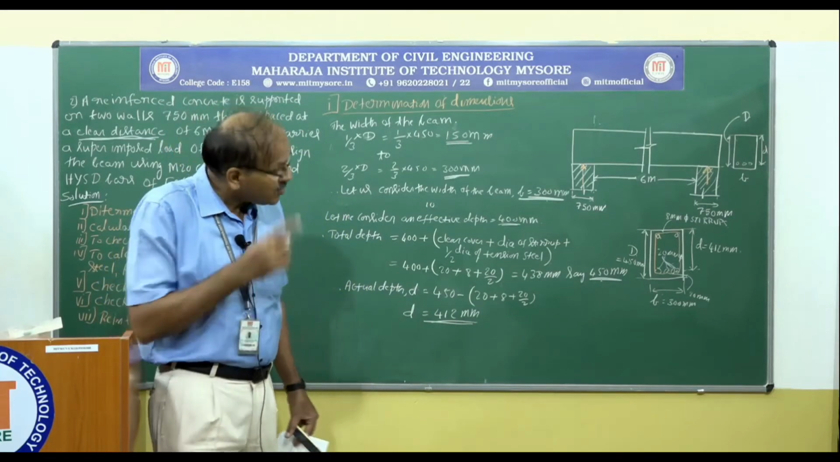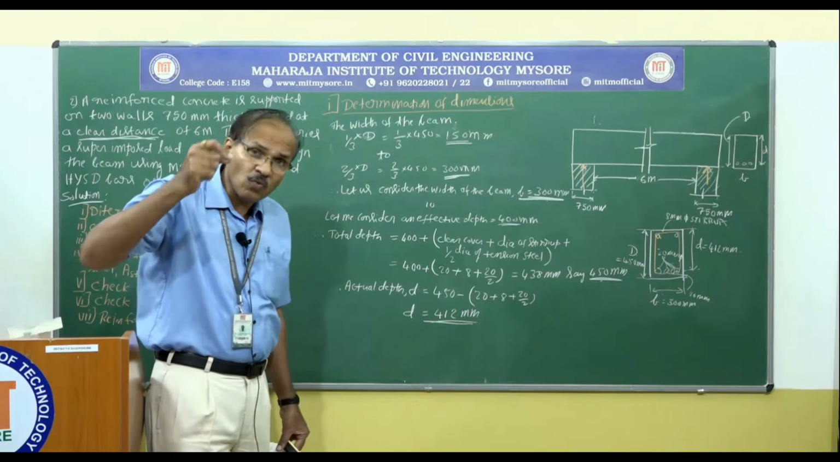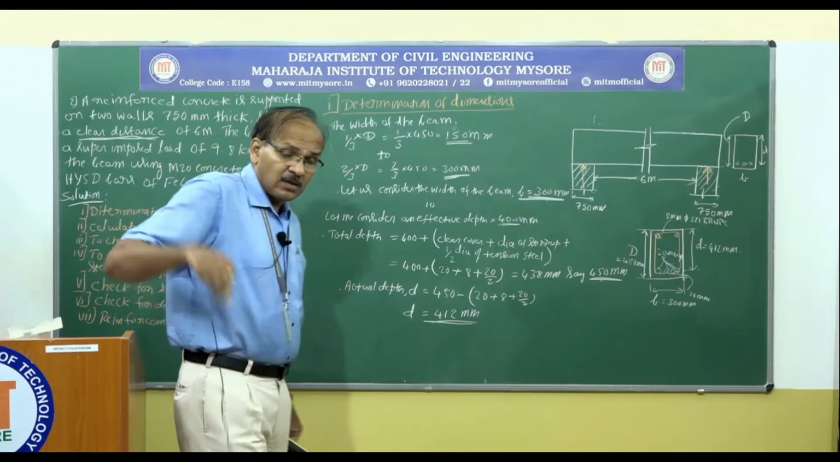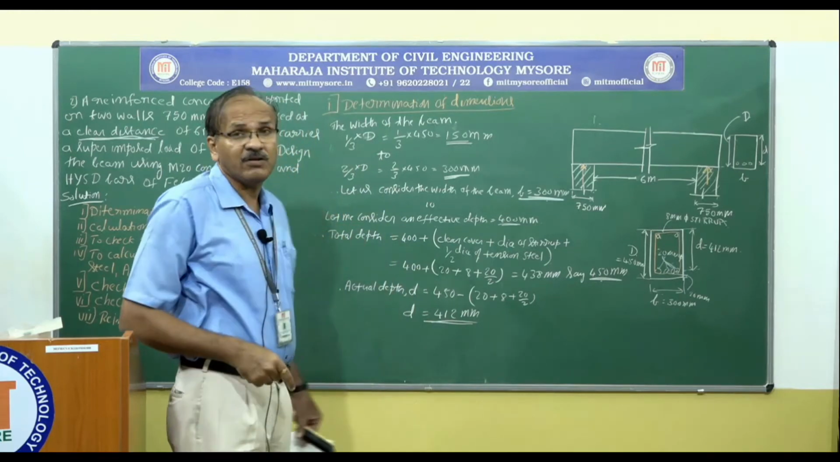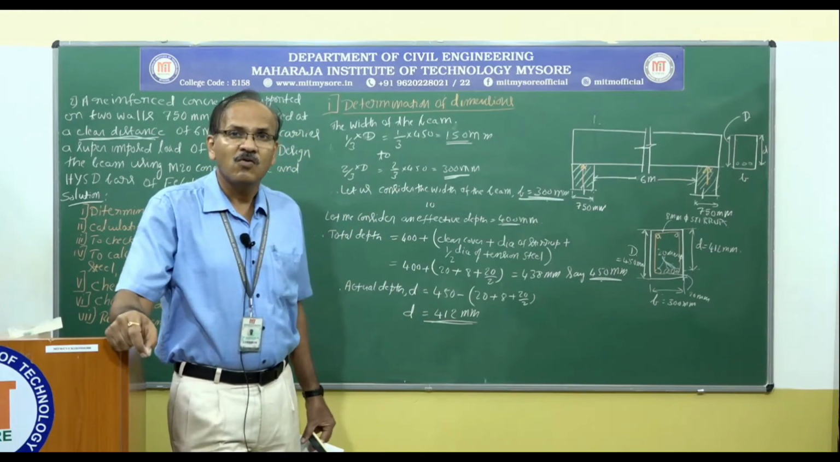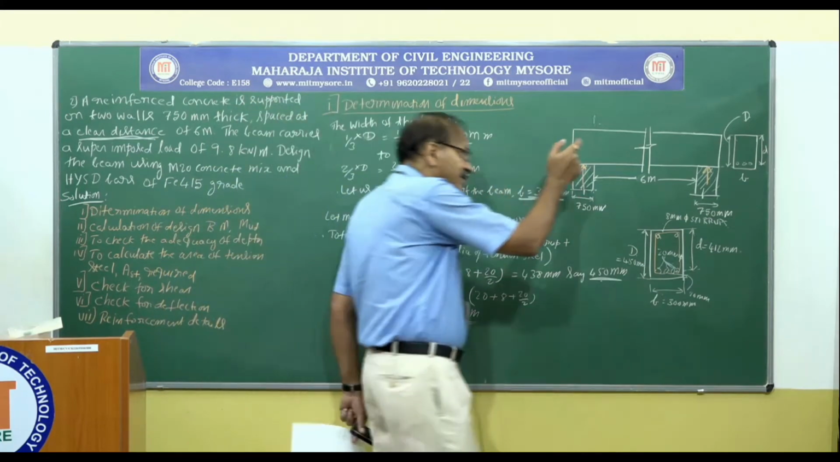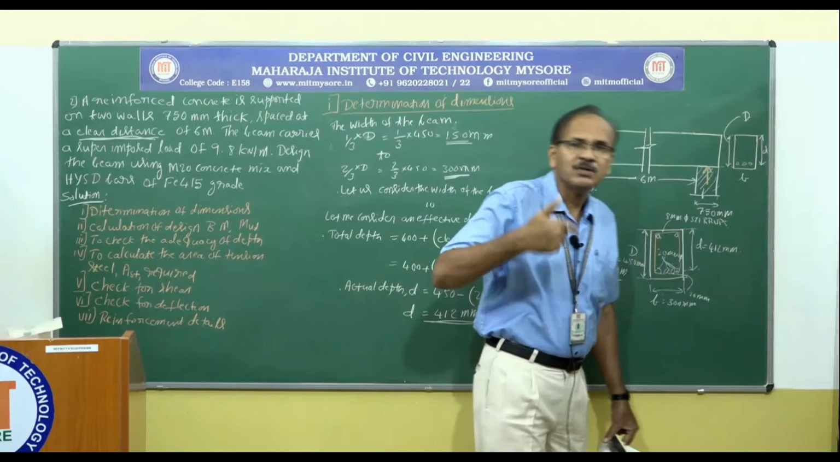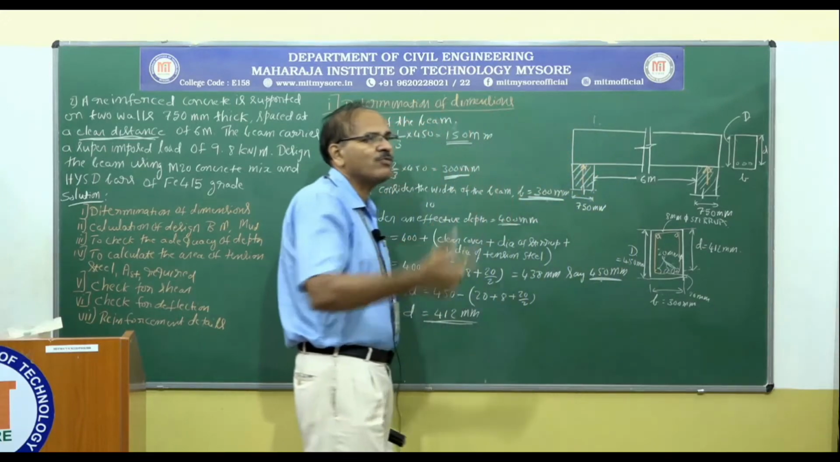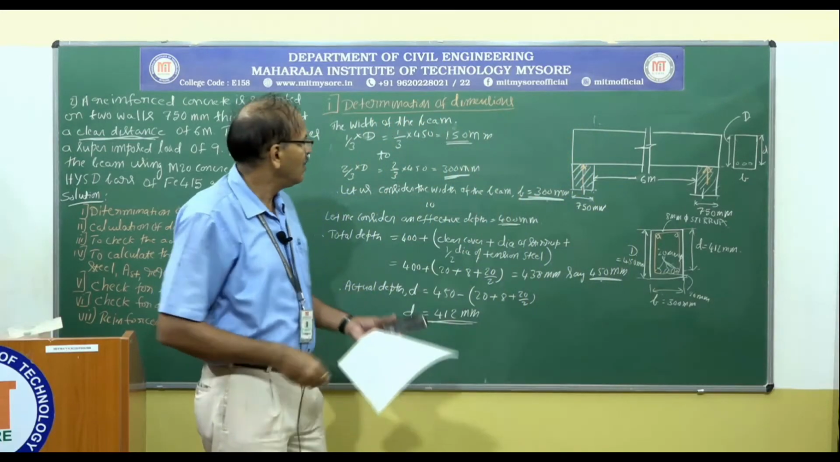Okay, so once we know the dimensions, we can find out what is the dead load. Live load is already given, 9.8 kilonewton per meter. For that, we need to add the self weight of the beam to find out what is the design moment finally. Okay?